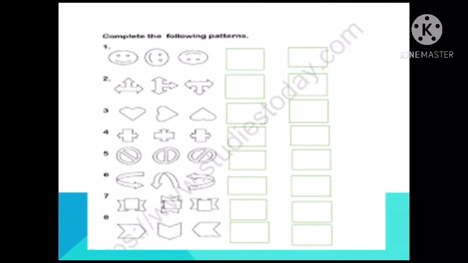The smiley face is turning in the clockwise direction. So straight, then your left, then up, then it will come to your right. Very good. So straight, left, up, right, and again it will come to the straight position. This is how we have to observe what pattern it follows, and we have to apply the same for the following.